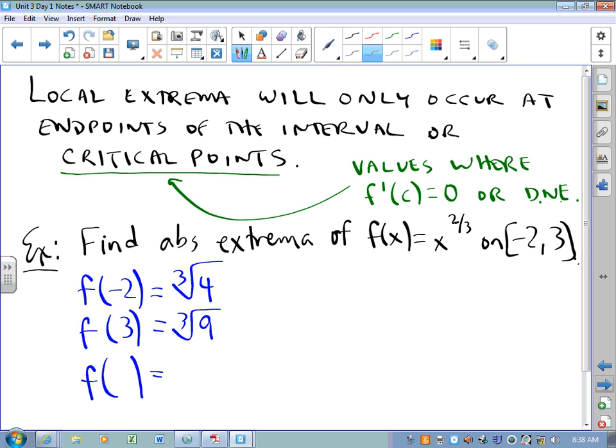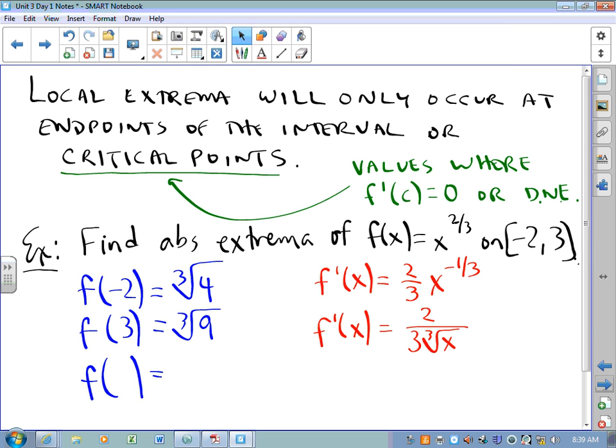And so now I've got to know if there are any critical points, any places where the derivative is 0 or the derivative does not exist. So I take the derivative. And I recognize that the derivative is 2 over 3 cube root of x. Pretty clearly, there is no value of x for which that derivative will be 0, because its numerator is 2. But there is a place where the derivative will not exist, and that's what happens at x equals 0. At x equals 0, the derivative is undefined. And sure enough, if we substitute 0 into the original function, we get a y value of 0.